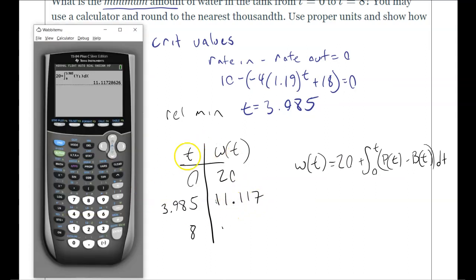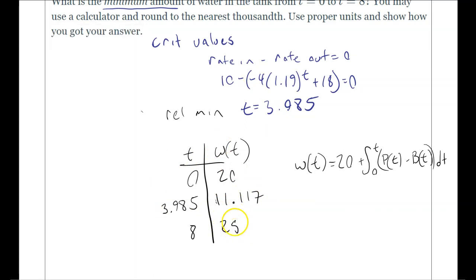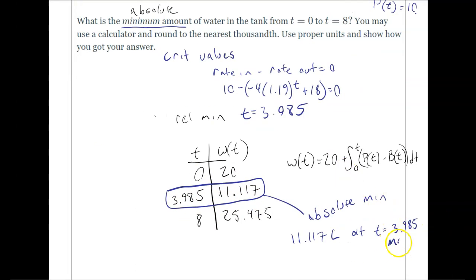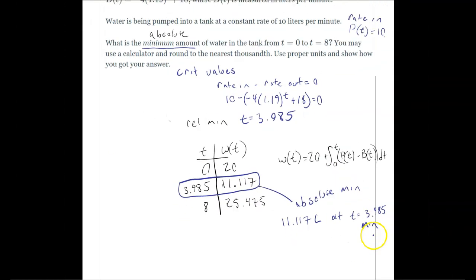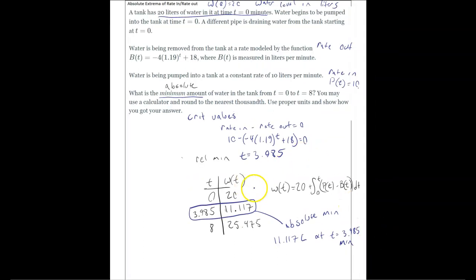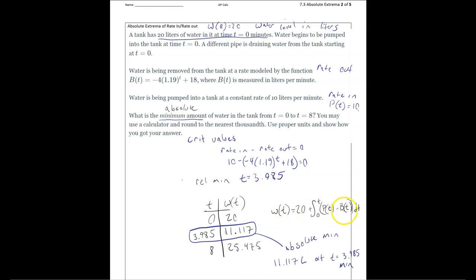And then we're going to do the same thing again for 8, right? So I'm just going to copy and paste and change my upper bound to 8. And here I get 25.475. So here is my absolute minimum, and t is in minutes. So notice it's the same logic as our example on the first page, but because we're given these rate functions, we have to do a little bit of extra work here to find our values.